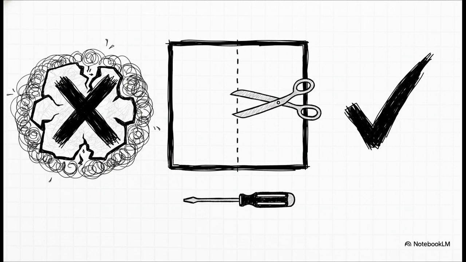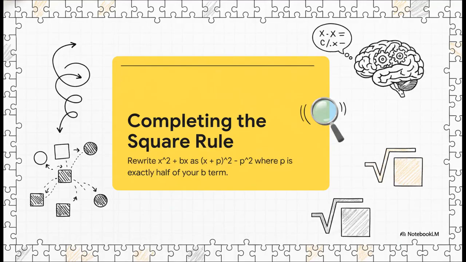You want to use completing the square when your A value is 1, and this is the absolutely crucial part, when your middle B term is an even number. Why? Well, because the very next step requires us to divide that number by 2, and we really want to avoid creating messy fractions if we can help it. The core rule here is such a clever workaround.